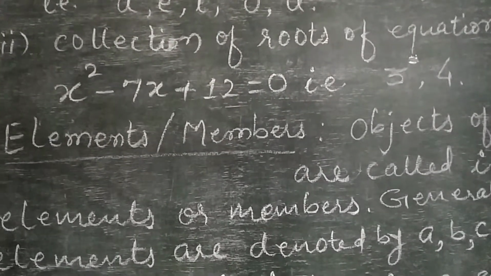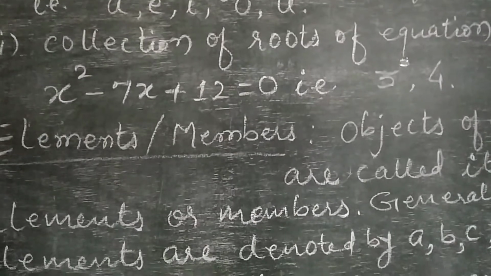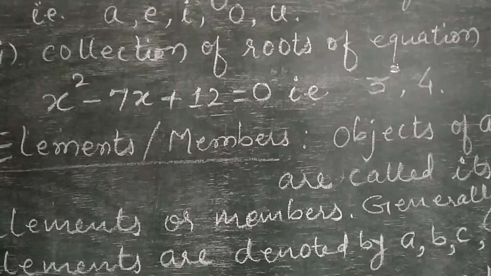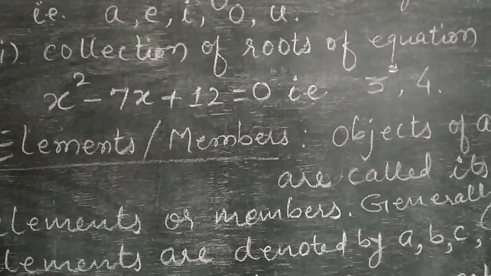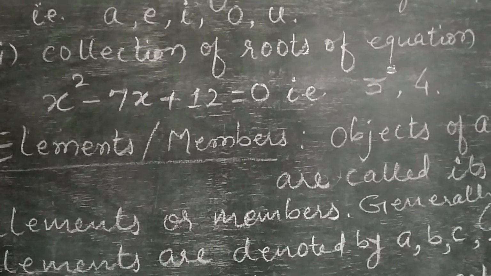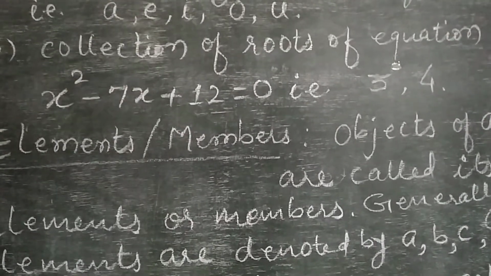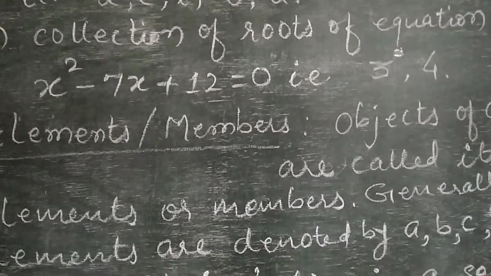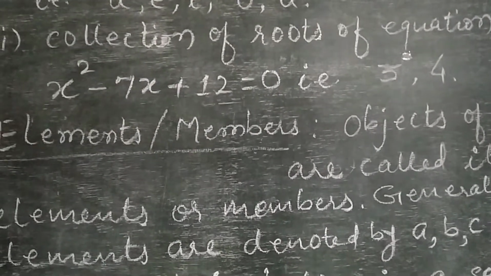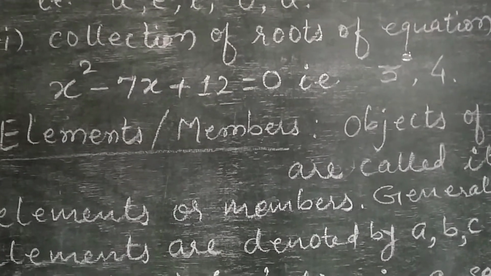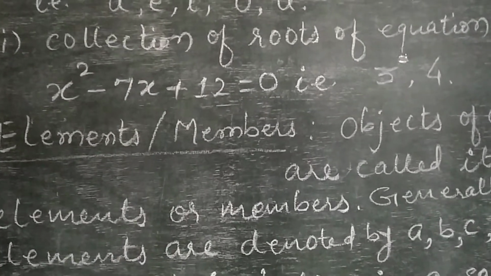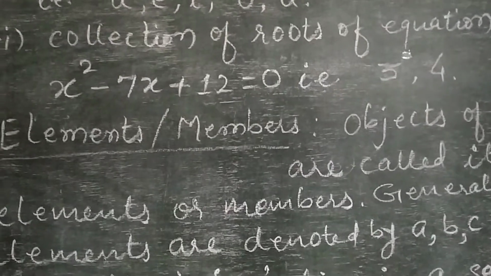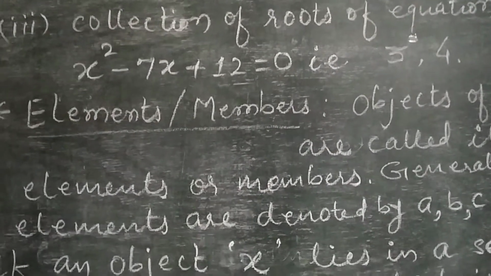You know the word well-defined. I am again defining the definition of well-defined. What is the meaning of well-defined? There should be no doubt to decide whether an object is lying in that set or not, in that collection or not. Okay, there should be no doubt. If it is possible to decide whether this object is lying in the collection or not, then it will be well-defined. Okay, and a well-defined collection will be a set.